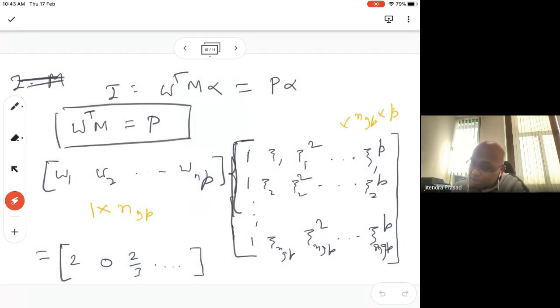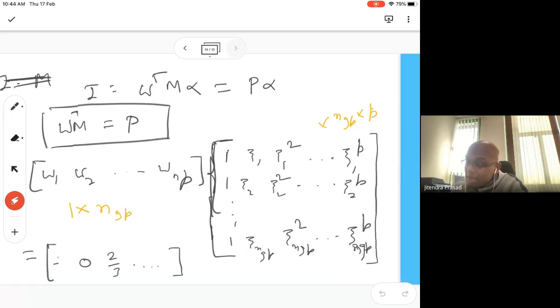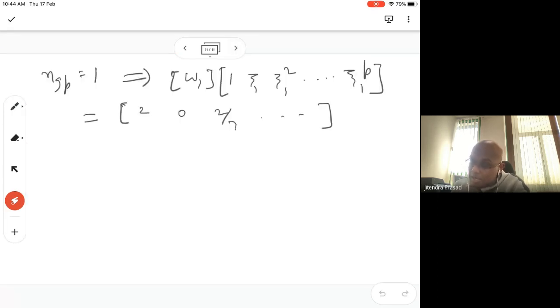Okay. So just to make sure that everything's all right, we have NGP equal to 1. So we will have W1, then this we will have only one, and then we have the P like this one. Now see here. If that is the case, then from the first equation we get W1 equal to 2.